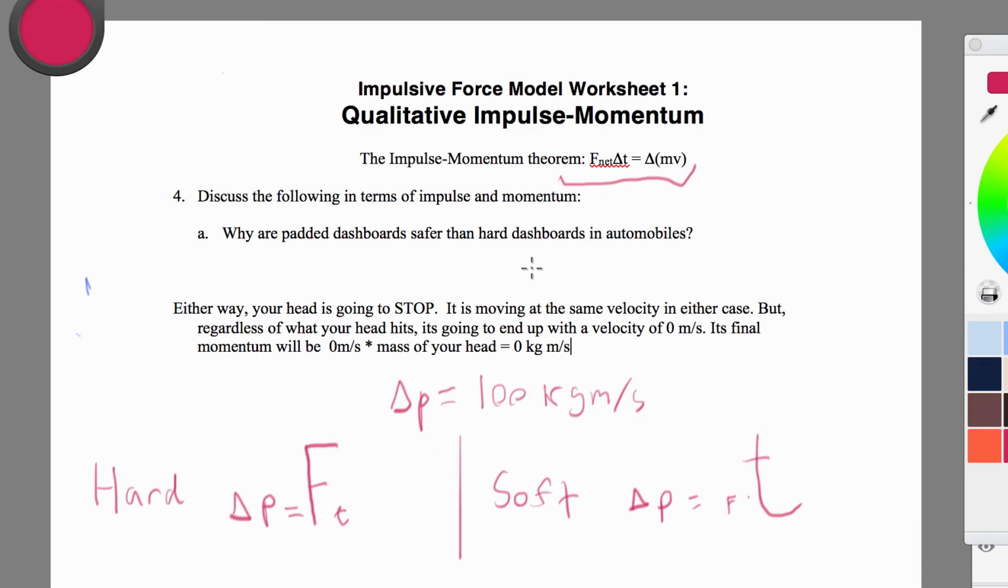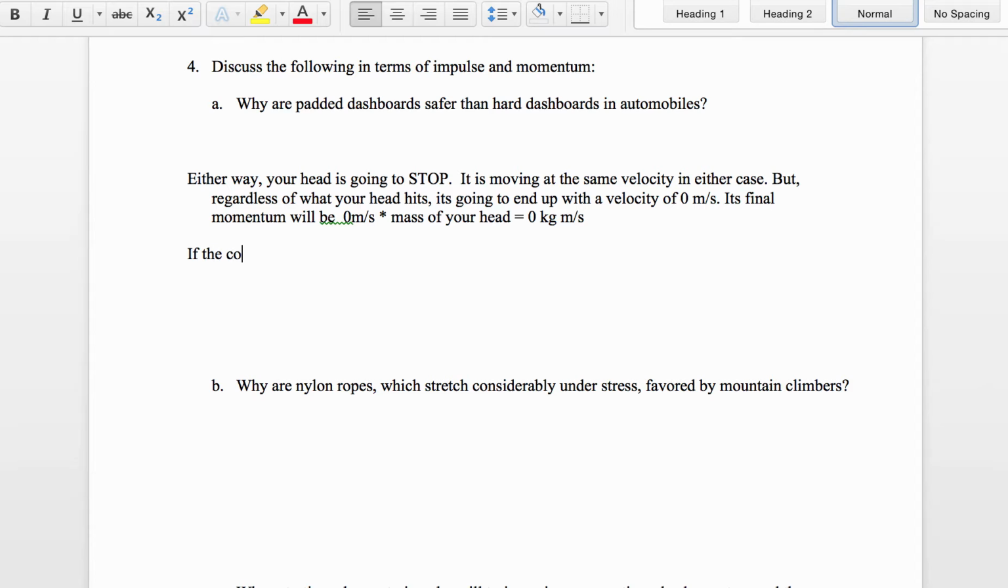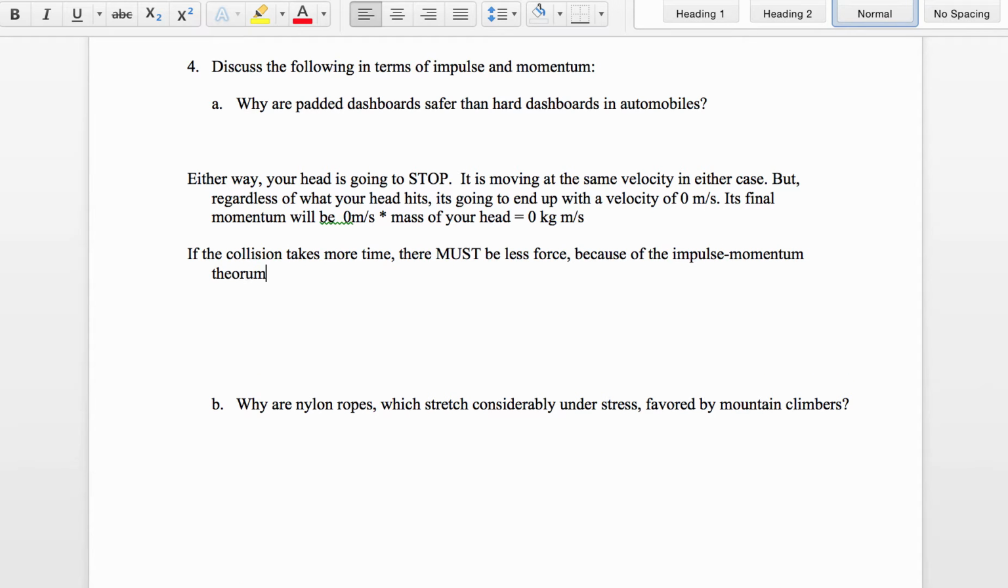Now there is some confusion here. It's like, well, what about head bouncing? Maybe the padded dashboard is bouncier. That might complicate things, but this is the idea that they're going for. So a good proper answer to this would be, if the collision takes more time, there must be less force because of the impulse momentum theorem.